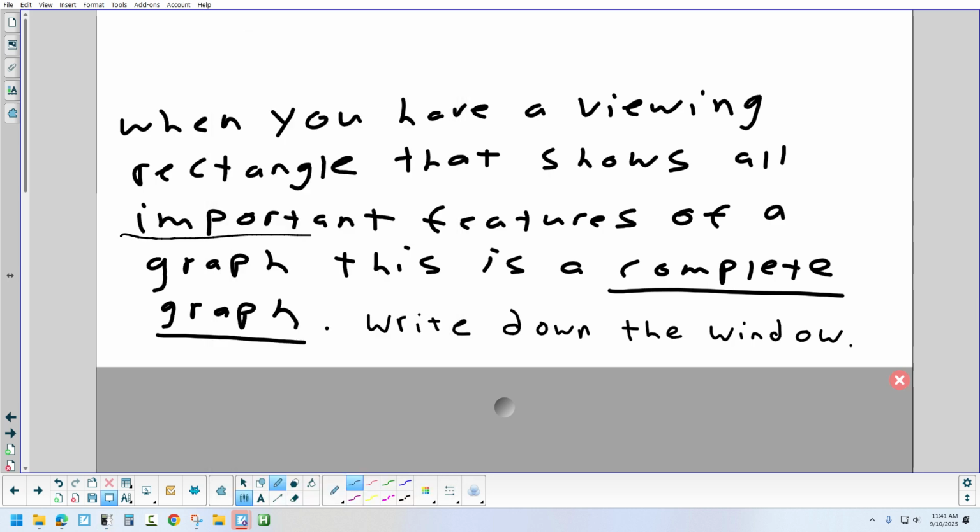So what does important mean? Well, it depends on the graph. If you're looking at a U shape, probably the bottom of it, like the vertex. Every graph is different. So you're going to be able to see everything that's important. Obviously, a parabola goes on forever, so you're never going to see the whole thing. But if you see a U shape, then that's what you're looking for.